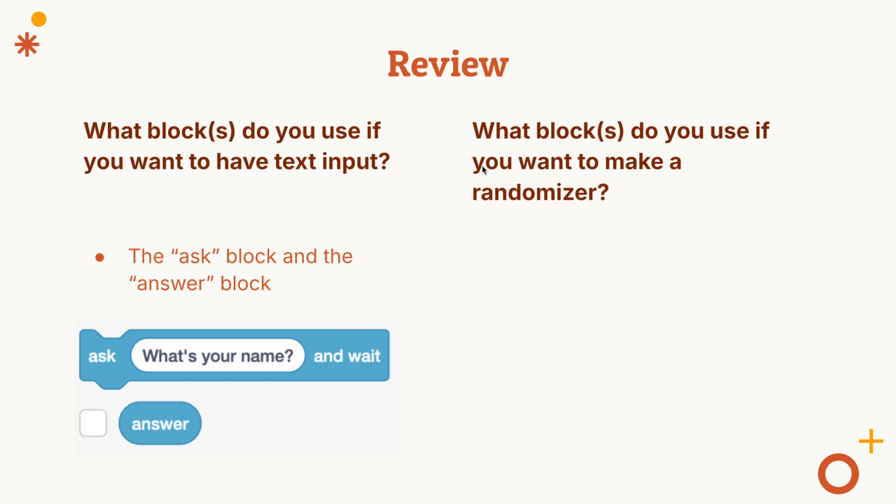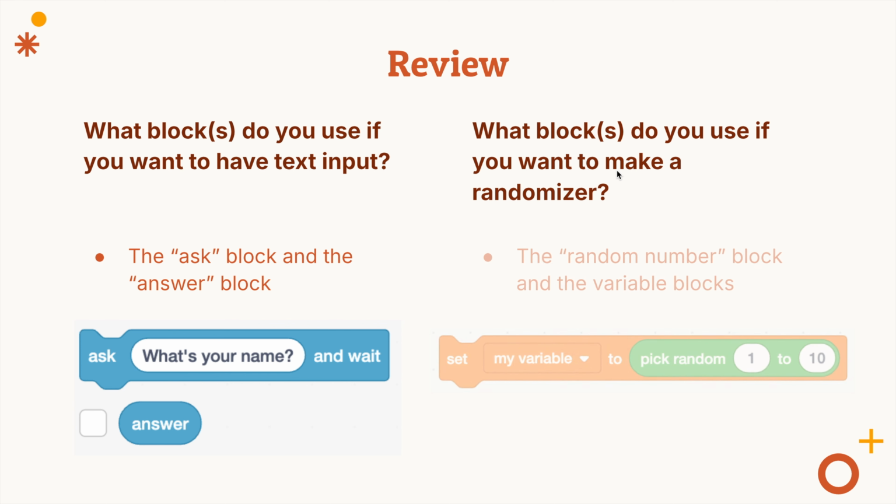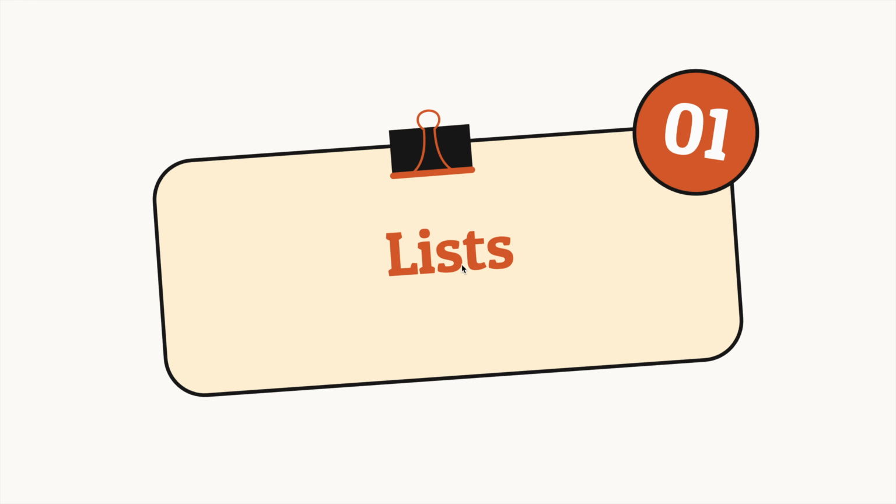The next question is, what blocks do you use if you want to make a randomizer, a number randomizer? The answer to this question is you want to use the random number block and the variable blocks. Great, now that the review is out of the way, let's start off by learning about lists.